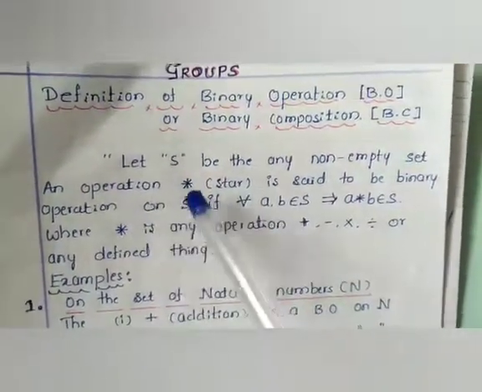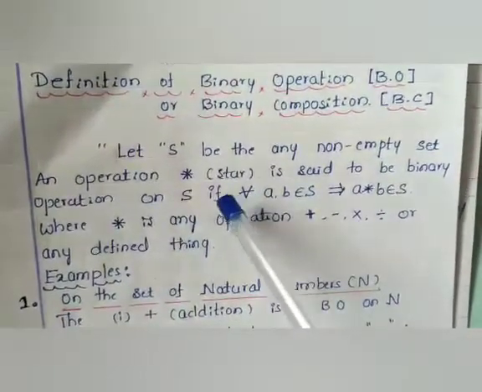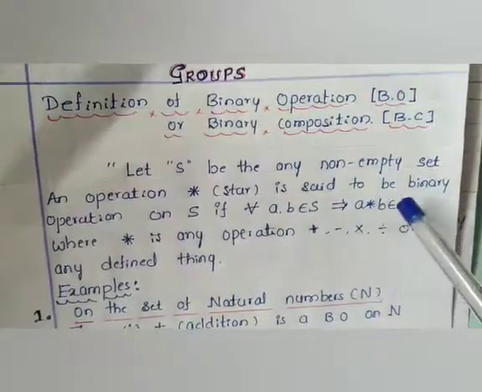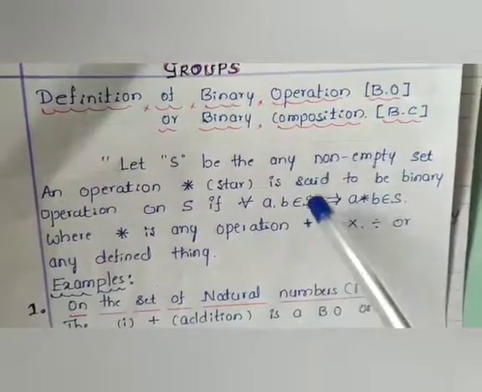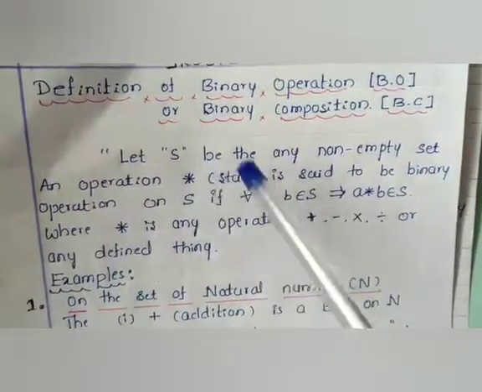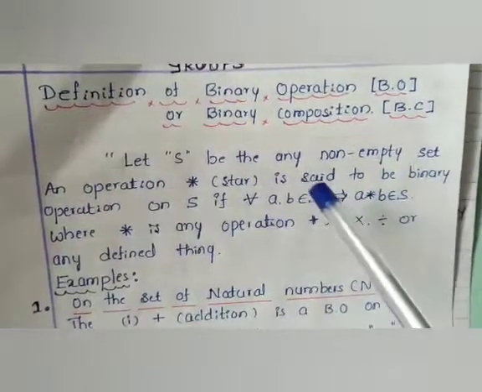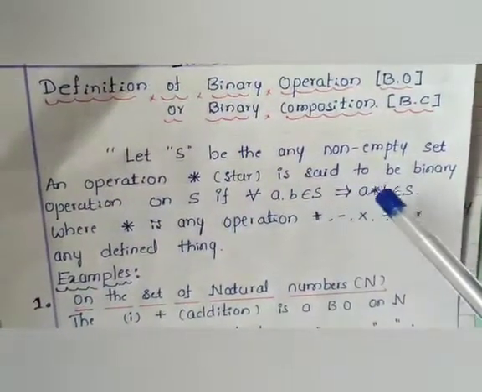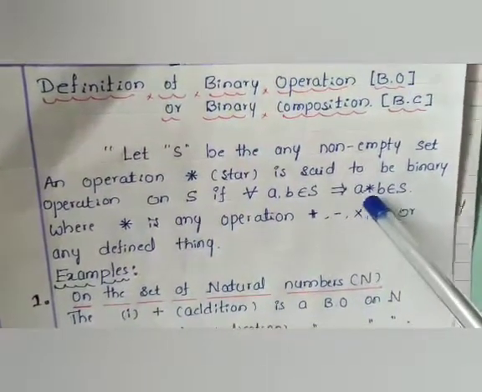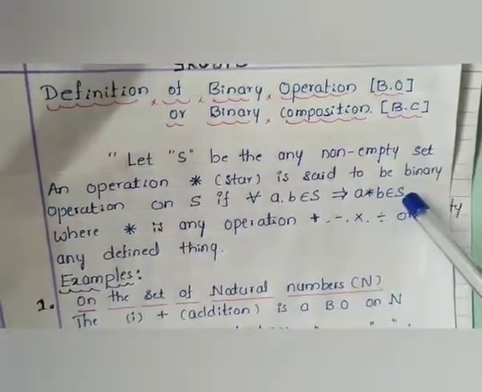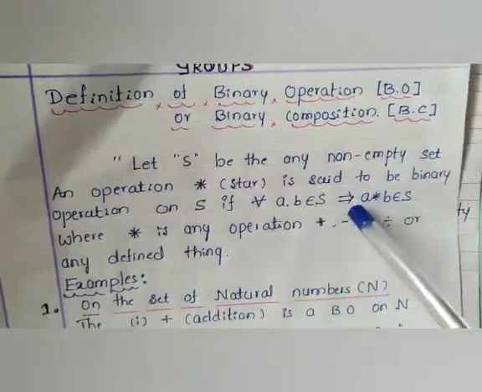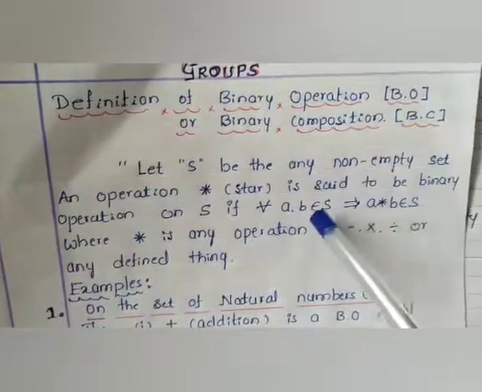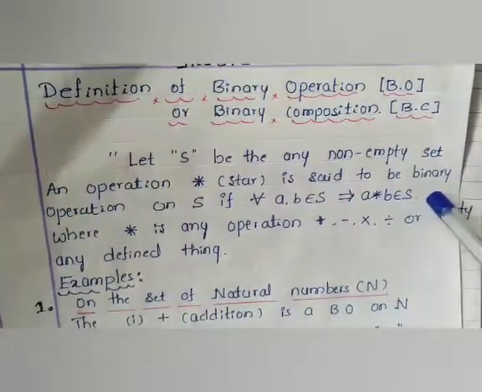if it satisfies the condition: for every a, b belongs to S implies a star b belongs to S. That means any two elements of S can be taken and the composition star is put between them. These a and b are elements of S. The star is said to be a binary operation means a star b, the composition of a and b with the star, the result is also in S. Then the star is called a binary operation on S. If you want the definition of a binary operation, remember this: for every a, b belongs to S, it implies a star b belongs to S.